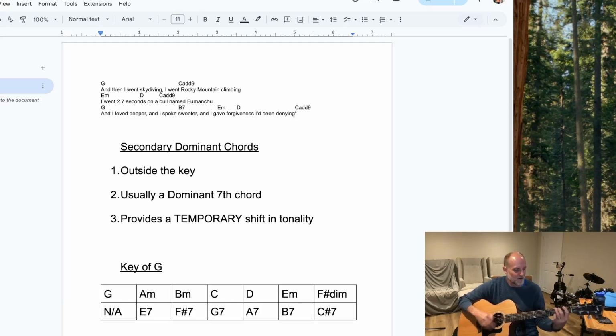Do the same thing on the B minor. So F sharp 7. Then C, back to the G. A7, the D, back to G. The B7, to the E minor, and then the G. Then sharp 7.